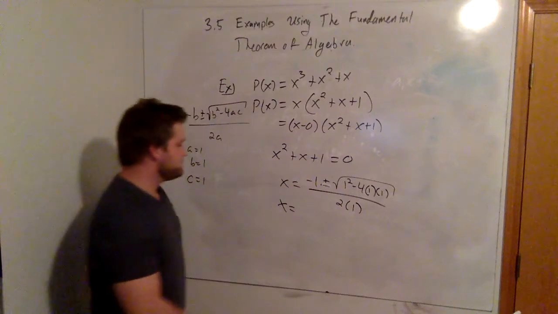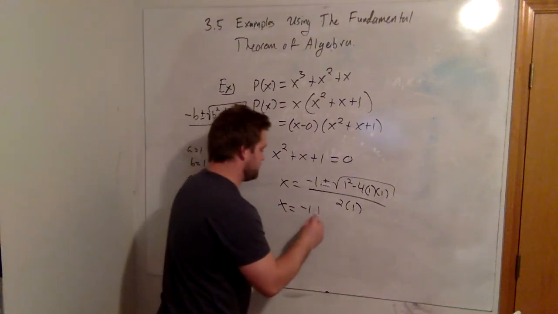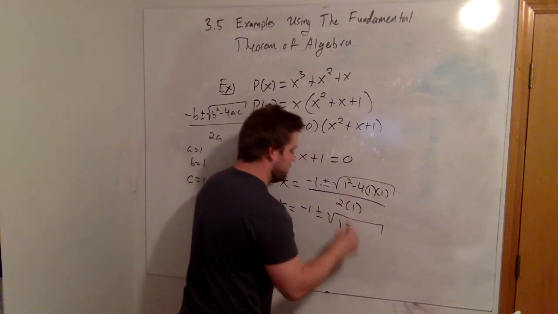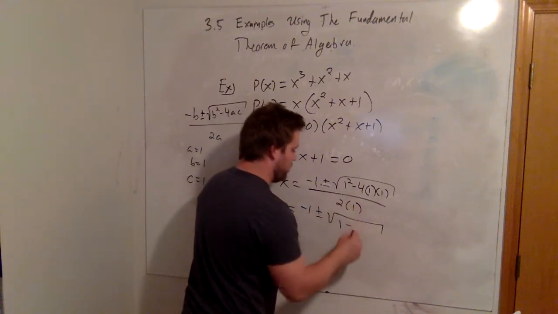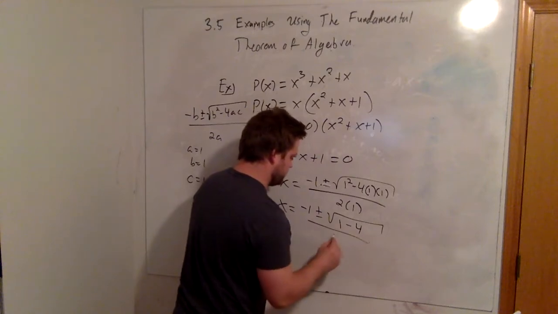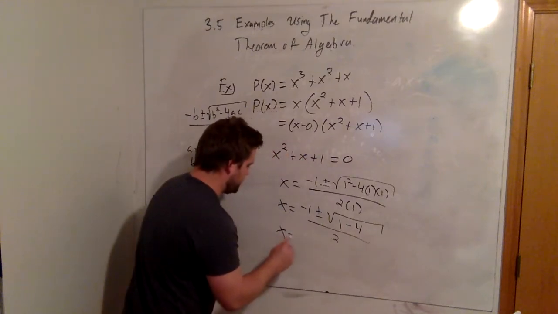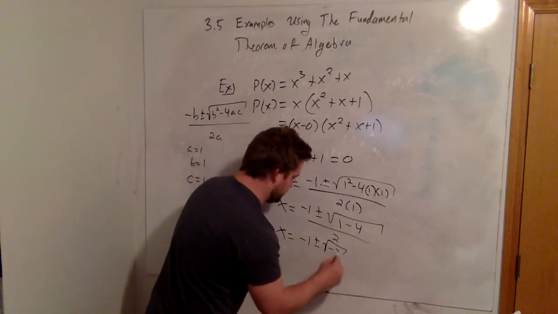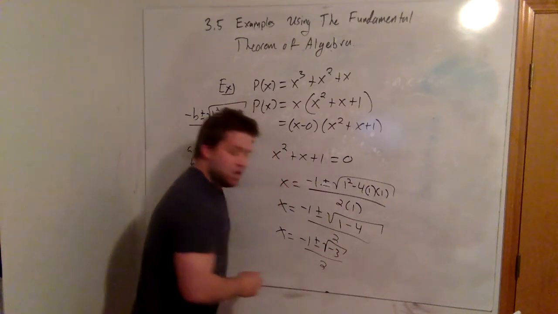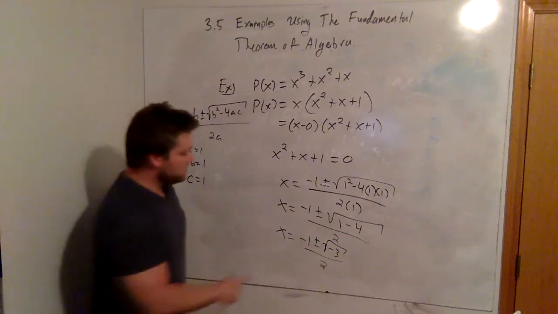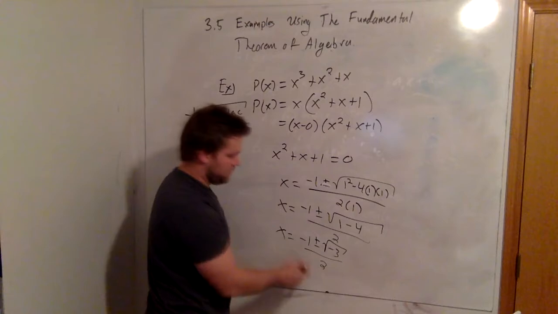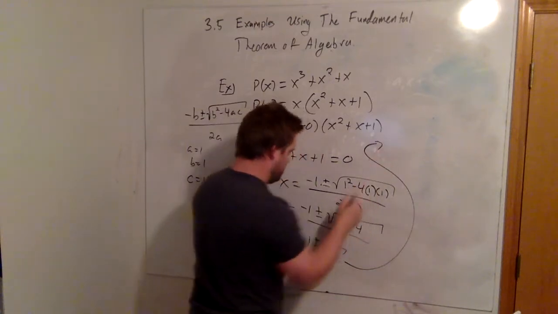So what do I get? I'm going to get negative 1 plus or minus the square root of 1 minus 4, all over 2. Or it looks like we have negative 1 plus or minus the square root of negative 3, all over 2. Oh, it looks like I'm actually going to get 2 complex roots for this polynomial. Let's bring this up over here.